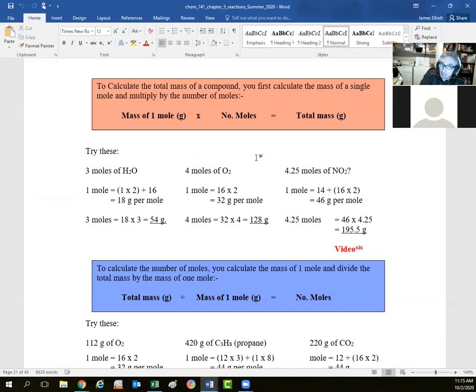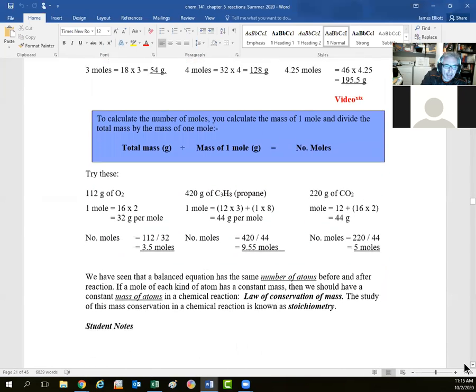We're measuring in bulk. So for 4.25 moles of nitrogen dioxide, we look at the chemical formula and the values in the periodic table for their molar masses. 14 grams for nitrogen, 16 grams for oxygen times 2, so 46 grams per mole. So the 4.25 moles comes to just under 200 grams at 195.5. Work out the mass of 1 mole and then multiply by the number of moles.